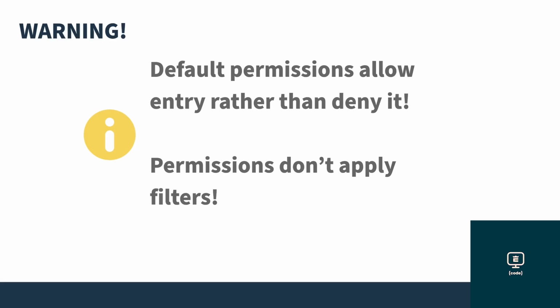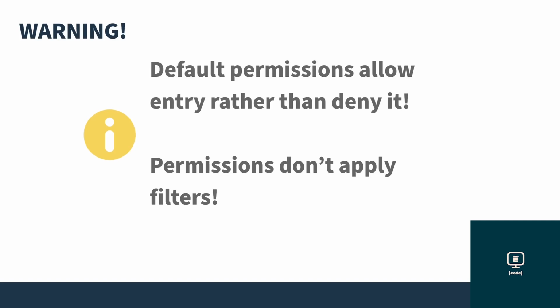So you've learned how to use permissions. More importantly, you've learned how to be very careful with permissions. First off, default permissions allow entry rather than deny them. That can be a problem if you mess things up. Secondly, permissions don't apply to filters. So if you want to make sure that only things with permissions show up inside of your listings, you have to do more than just set the permission. You also have to change your query set.